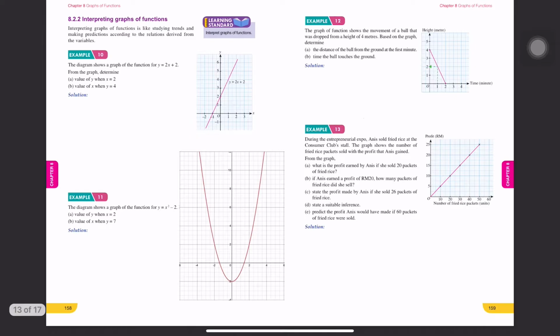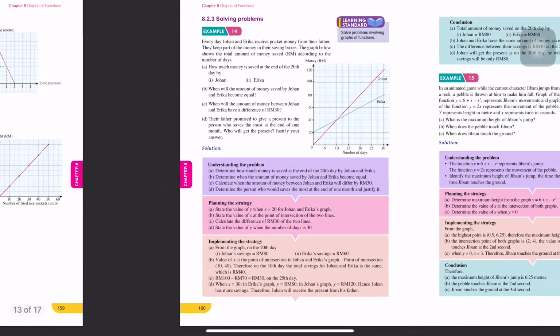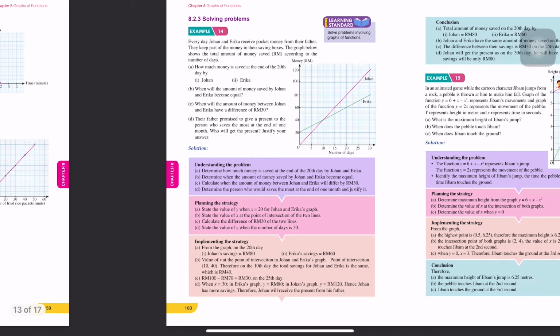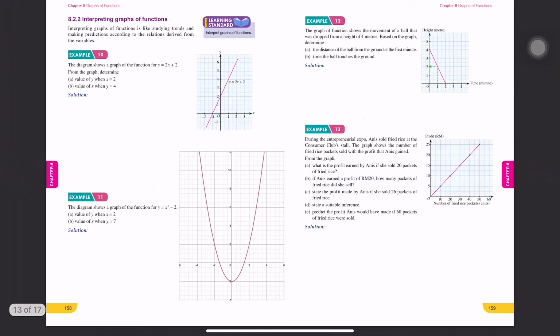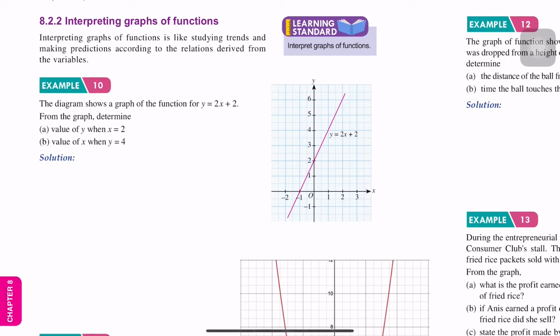Okay, last subtopic for today, 8.2.2, before we move forward to 8.2.3 next class. Interpreting graph of function. You have drawn your graph, now you want to interpret. What information can you get from your graph? So let's interpret the graph. Interpreting graph of function is like studying trends and making prediction according to the relation derived from the variables.